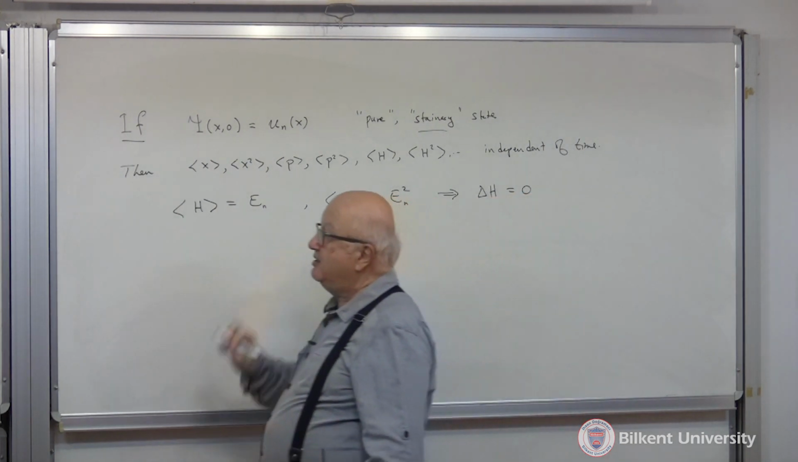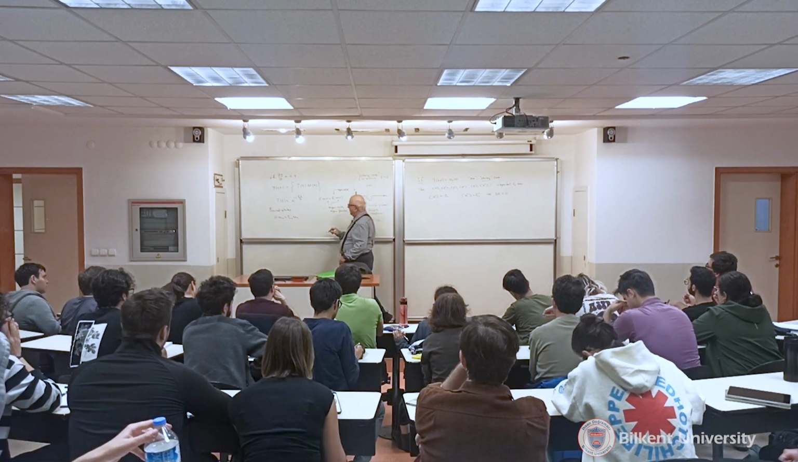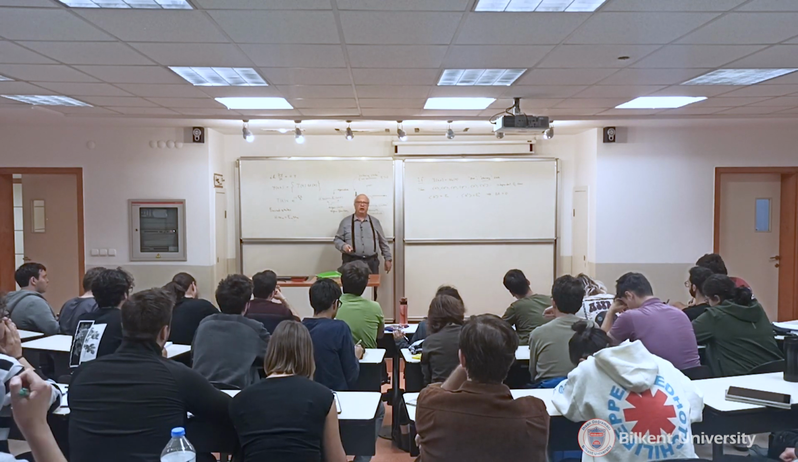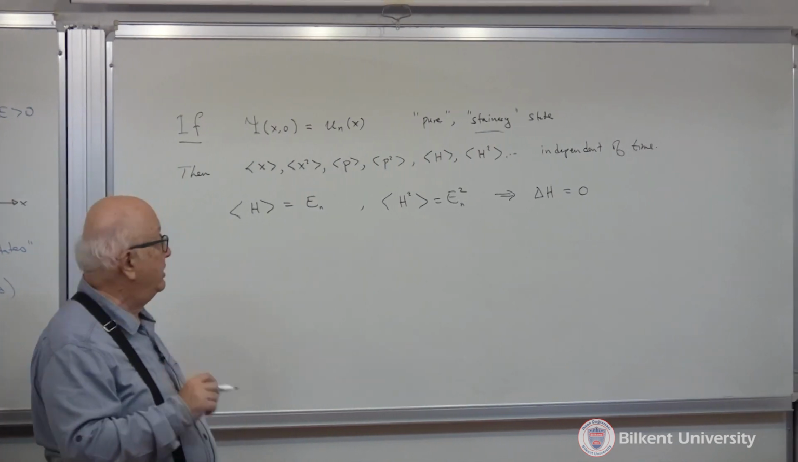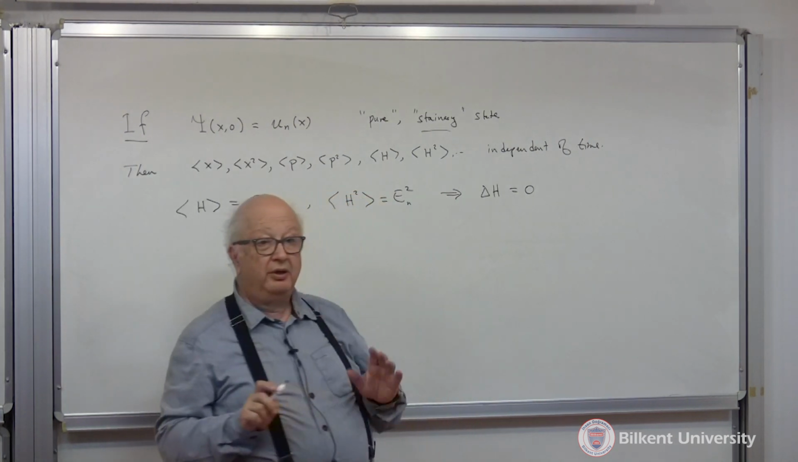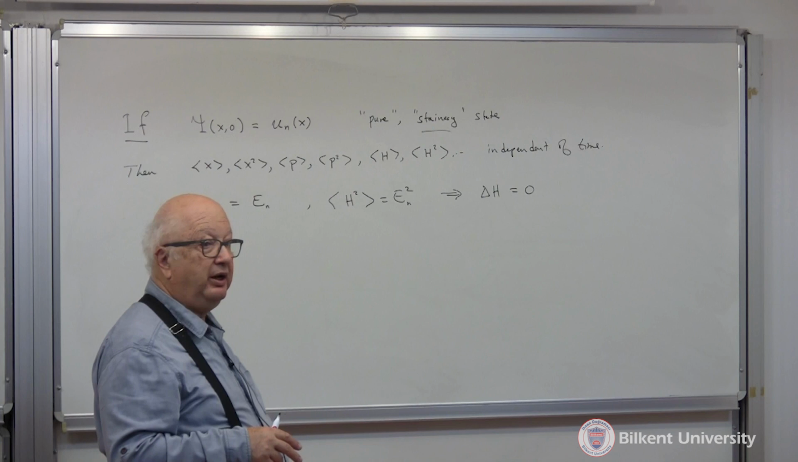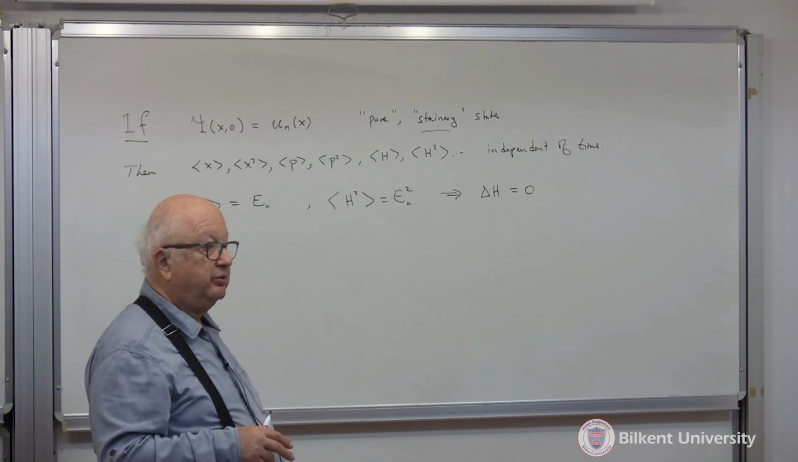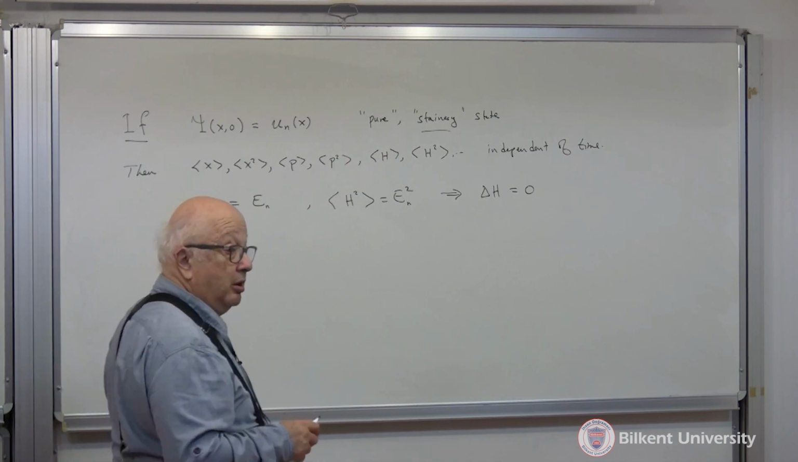So these states, the un's, are states with definite energies. There's no uncertainty in the energy of these states. So this is more or less where we left last time, right? Any questions that you want to bring up at this point? I have a question. Yes.